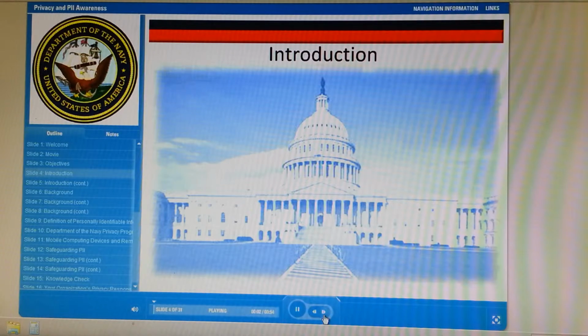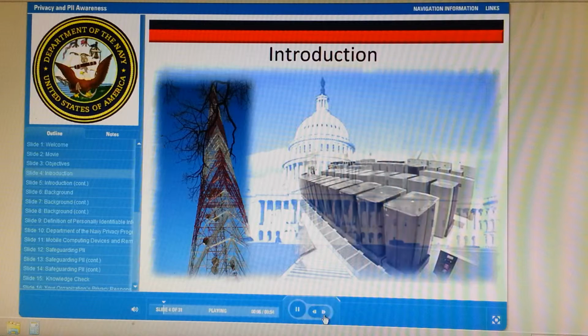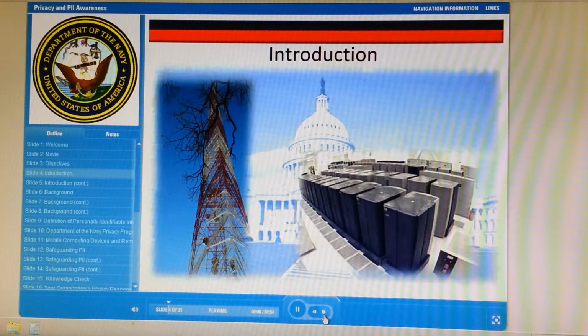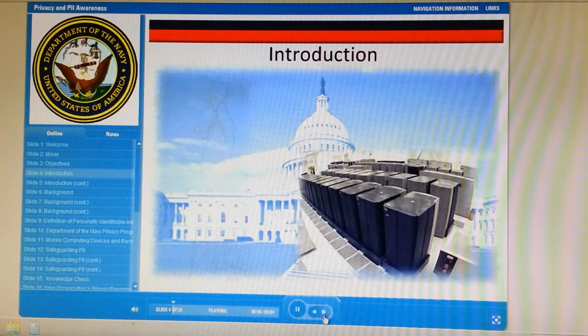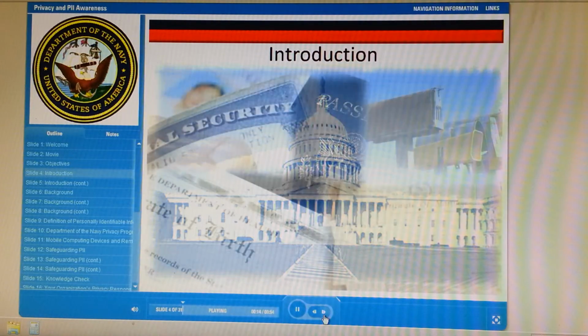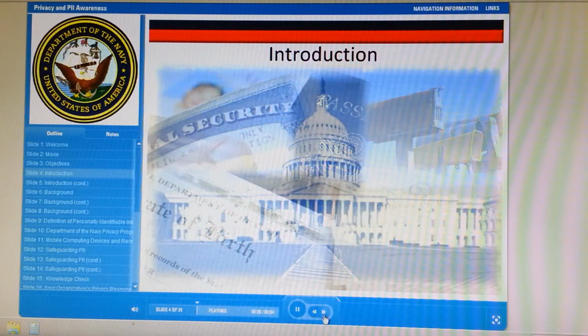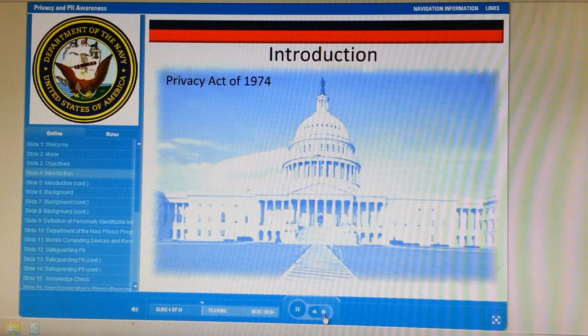In the 1970s, concerns over the quantity of information collected about individuals by the U.S. government, its use and potential misuse or loss, received a lot of public attention. Congress believed it was important to establish a law to govern the protection of an individual's PII. As a result, the Privacy Act of 1974 was enacted.